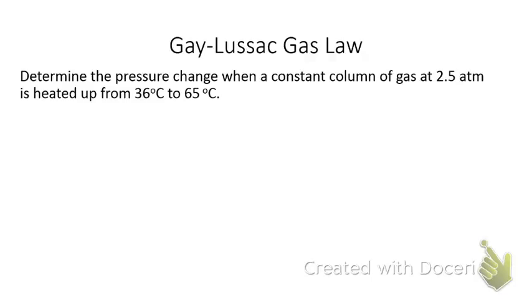Okay, in this video we're going to take a look at how to solve a Gay-Lussac gas law problem. The question reads, determine the pressure change when a constant column of gas at 2.5 atmospheres is heated up from 36 degrees Celsius to 65 degrees Celsius.